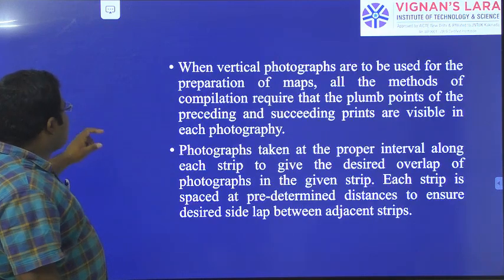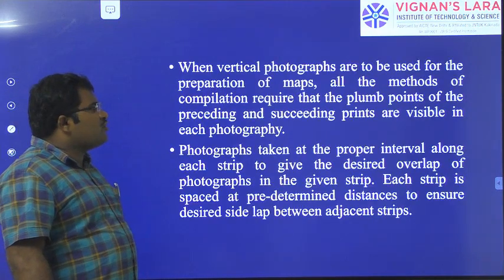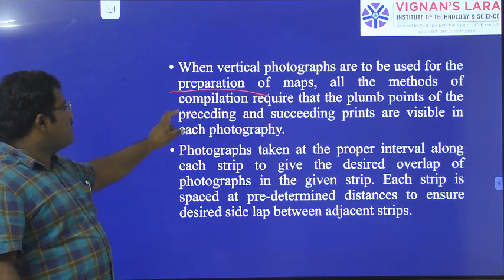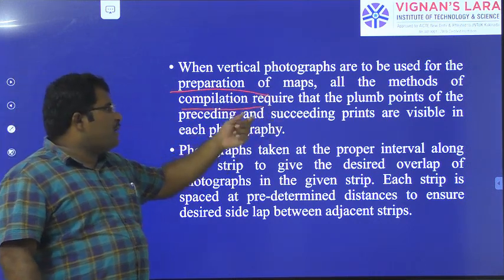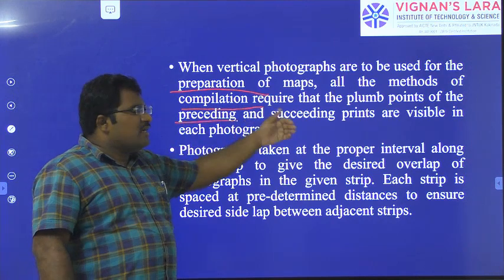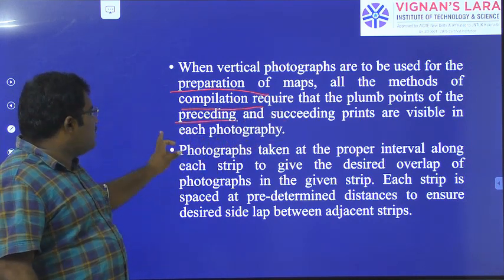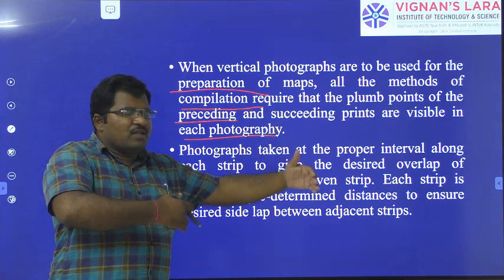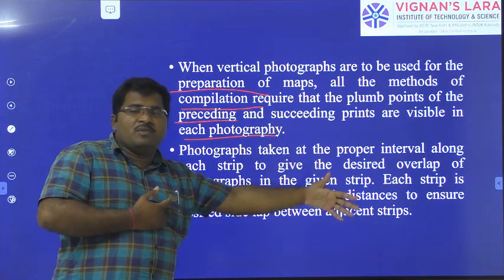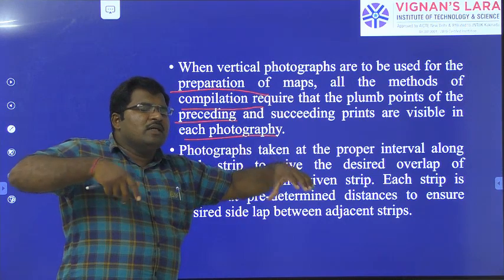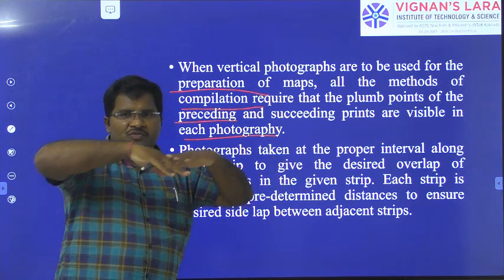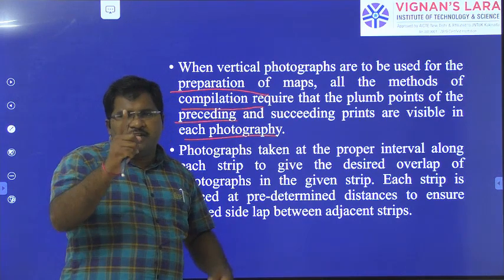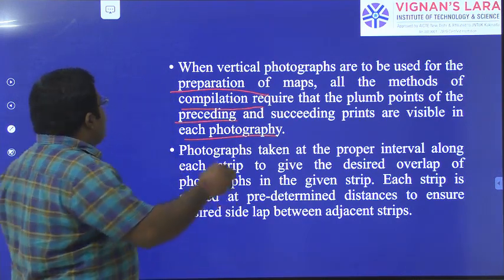First, when vertical photographs are to be used for the preparation of maps, all the methods of compilation require that the plumb points of the preceding and succeeding points are visible in each photograph. Otherwise, you can't add all the photos to form the map. A map cannot be built with a single photo; it will have so many photos.